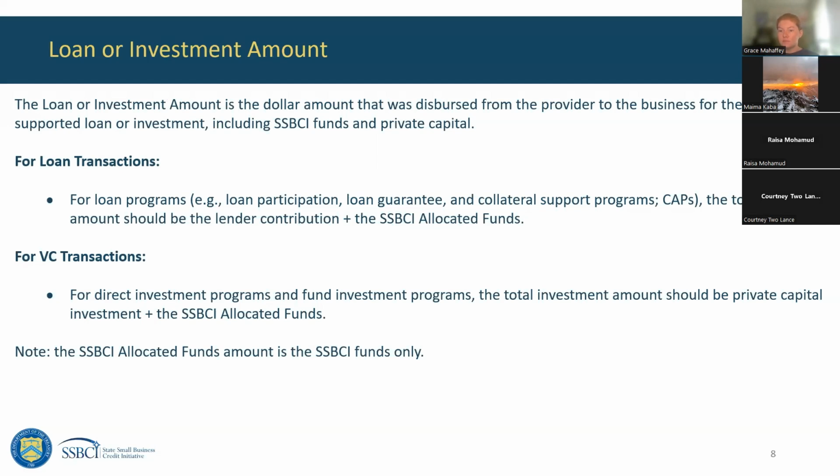And for VC transactions, for both direct investment programs and fund investment programs, the total investment amount should be the private capital investment and the SSBCI allocated funds. Okay, and then also as a little note, SSBCI allocated funds is the SSBCI funds only. That's also going to be a field on the disbursement request form. Okay, next slide.